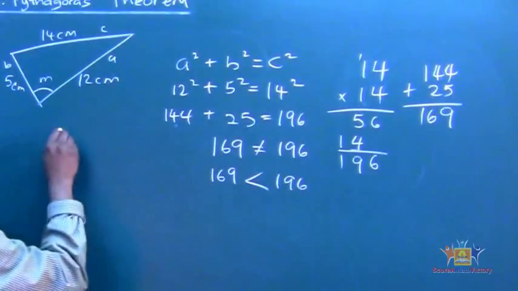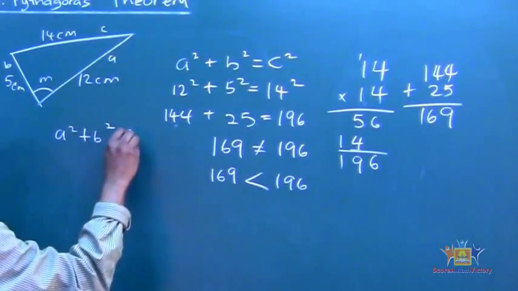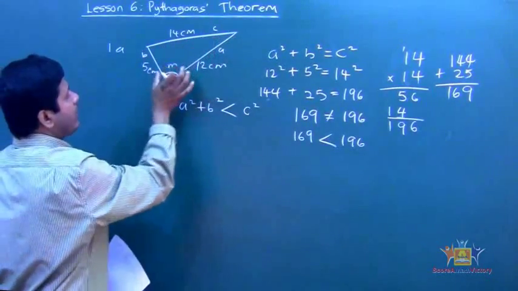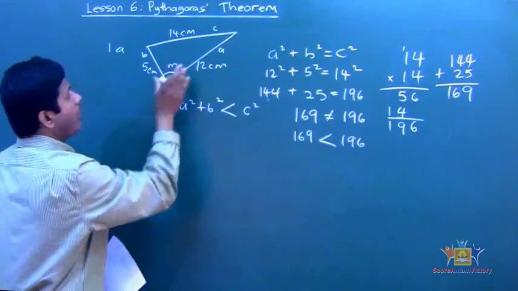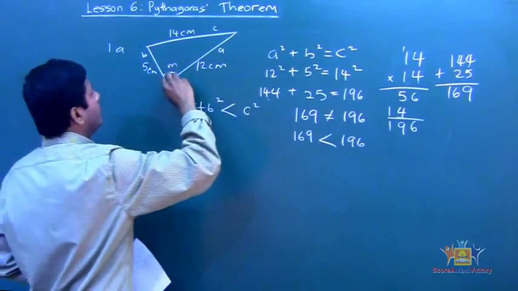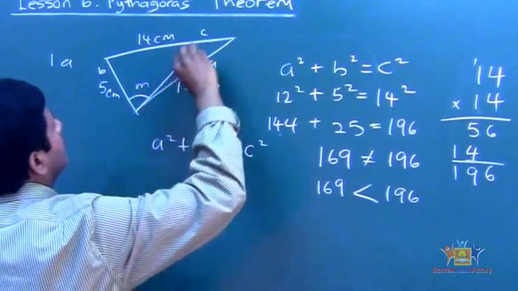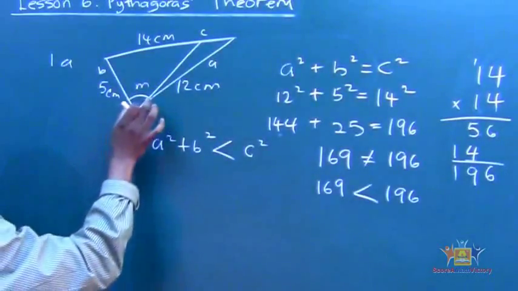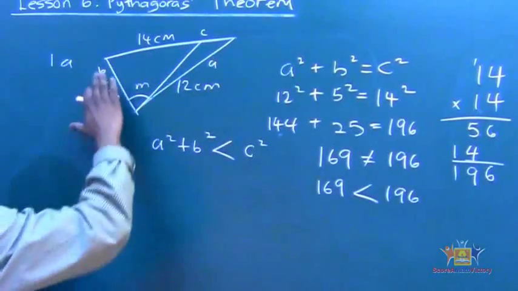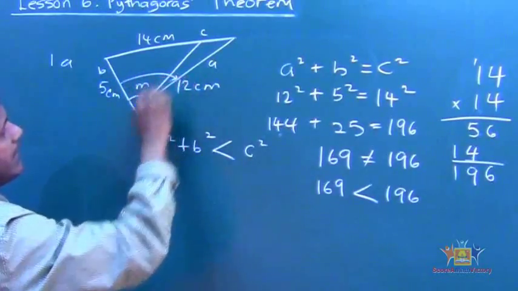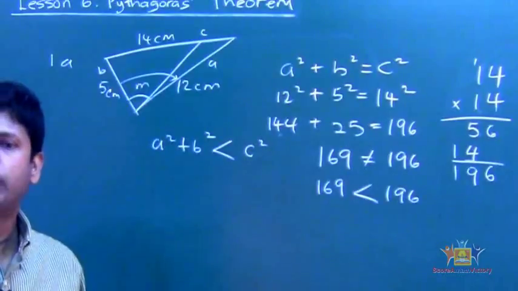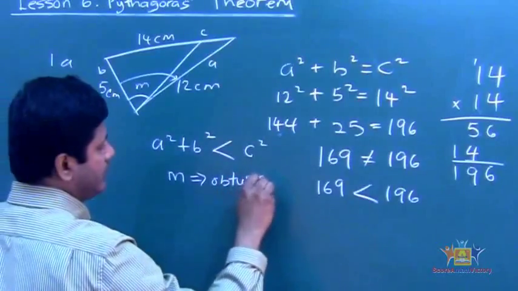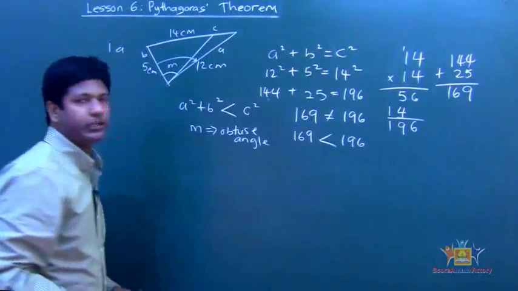That means what does it tell you? A squared plus b squared is smaller, or in other words, c squared is greater. That means this angle is greater than 90 degrees, not to be a right angle. If this were to be a right angle, the length would have been shorter. So now, since this has already passed 90, M is an obtuse angle. Exactly, M is an obtuse angle. Alright, good. And you got it?